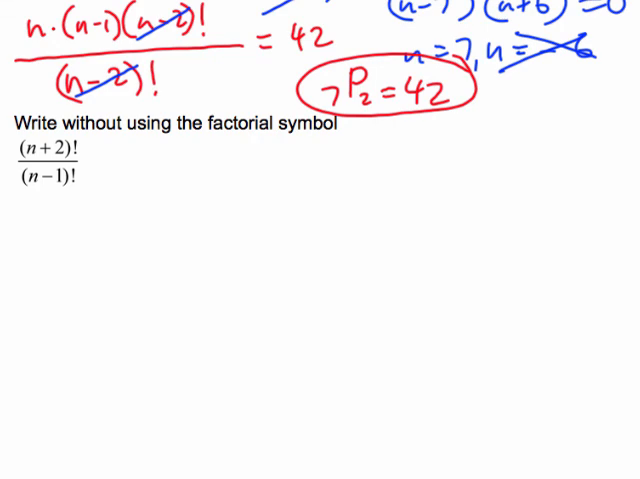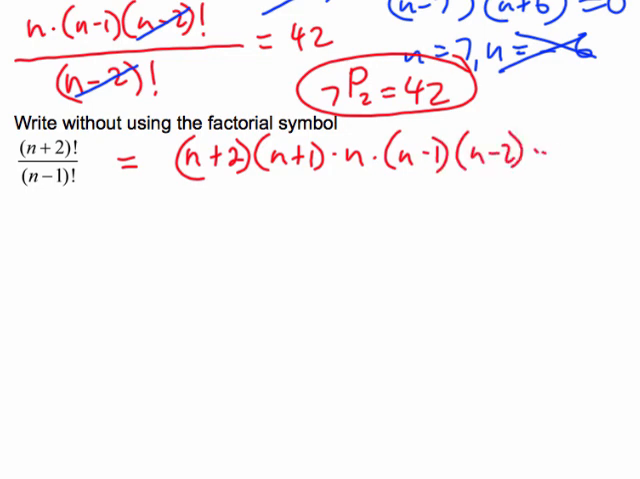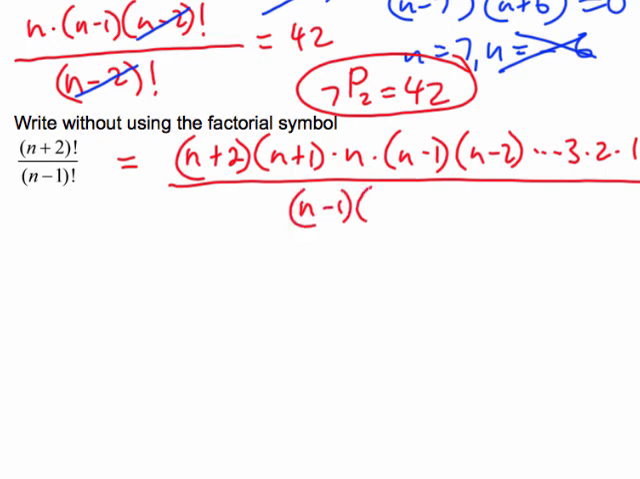I want to simplify this expression. So (n plus 2) factorial means that my first number is n plus 2, and then we go down one number at a time, 1 less than that, times 1 less than that, all the way down to 3 times 2 times 1, divided by (n minus 1) factorial. Again we start at n minus 1, and we go down by one number, multiplying, times (n minus 2), times (n minus 3), all the way down to 3 times 2 times 1.